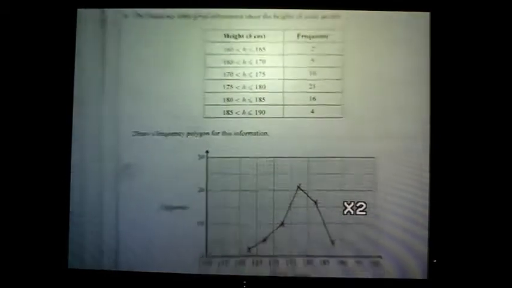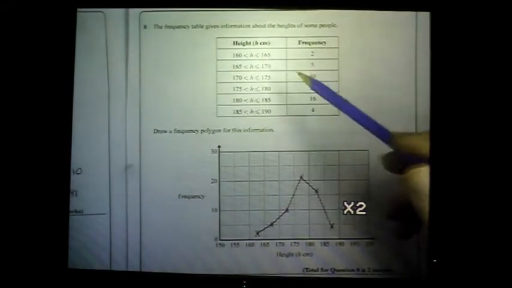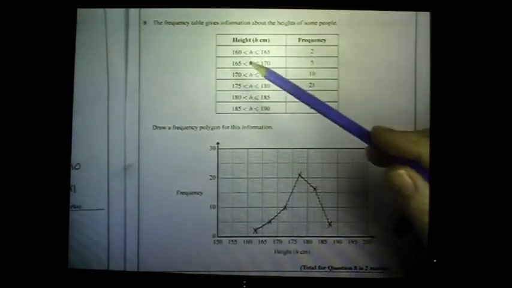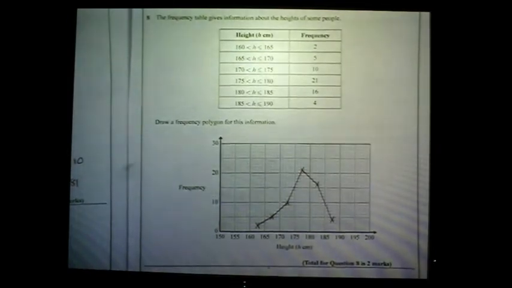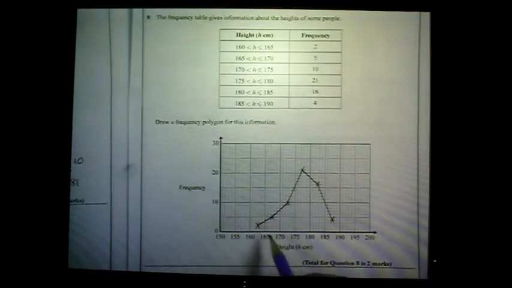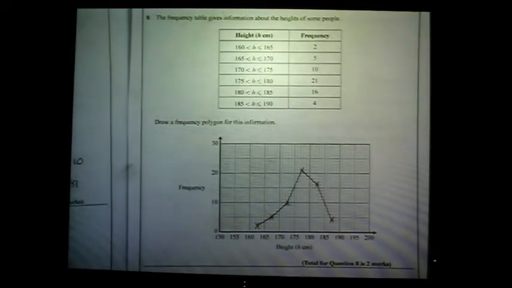Next one, it's draw a frequency polygon. It's an easy one this, but only easy if you know it. A frequency polygon basically looks like this, and it doesn't matter what the scale is. For height, there are 2 people between 160 and 165. So you plot between 160 and 165, which is what I've done there, and then go up 2. The next one is between 165 and 170, and you plot between those 2 and go up 5. Do that for all of them, connect them up with a ruler, you must use a ruler, and you'll get your 2 marks.